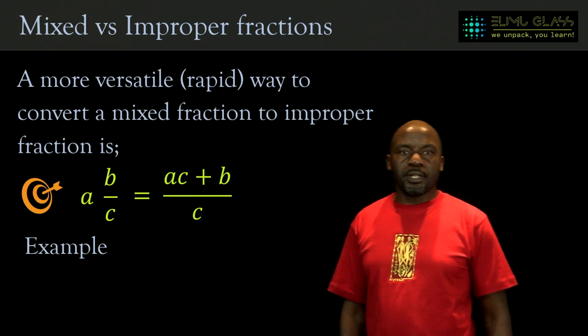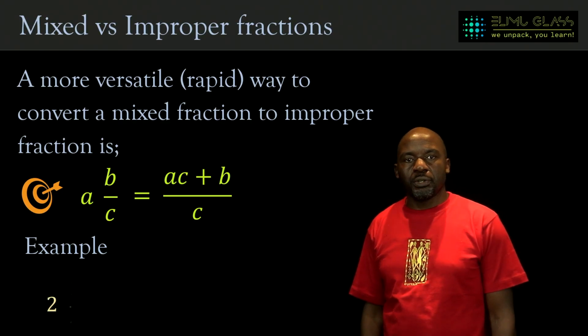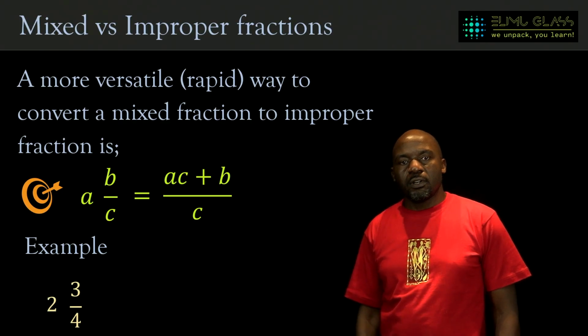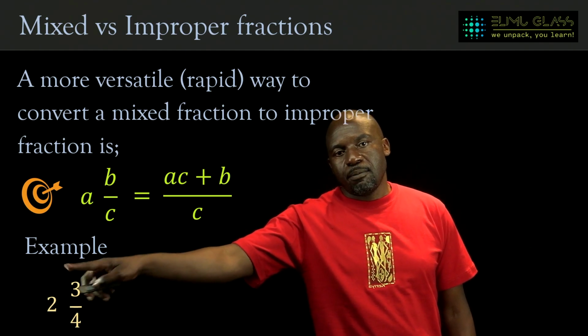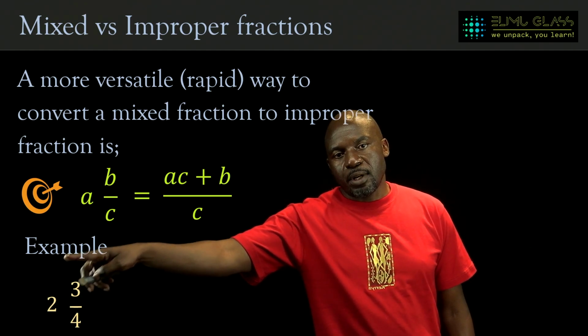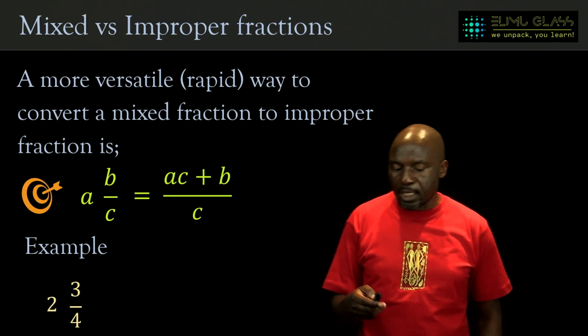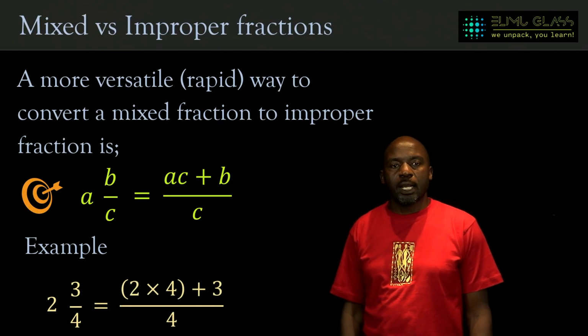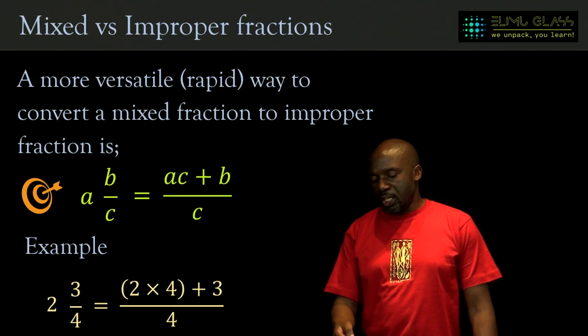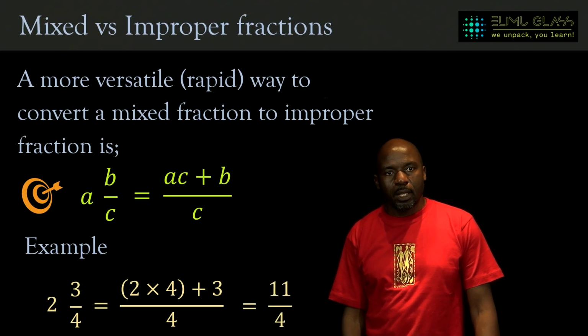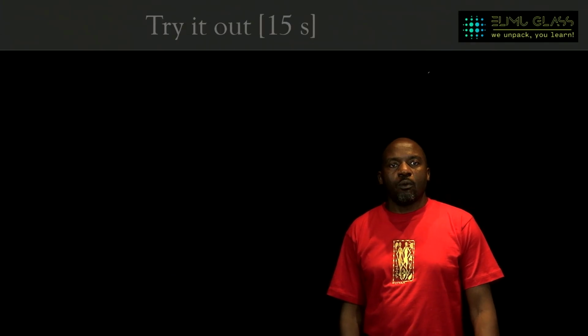Here's an example. If we have 2 and 3 over 4, then we just say 4 times 2, which is 8, plus 3, which is 11, and 11 we divide by that denominator, which is 4. Like that. It's a quick way of converting a mixed fraction into an improper fraction. Right. What else is left?